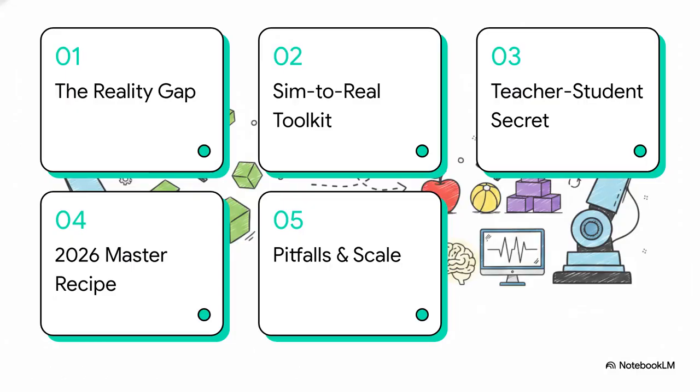To understand exactly how engineers pull this off, we're going to break this massive sim-to-real problem down into 5 digestible chapters. 1. Meet the reality gap. 2. The sim-to-real toolkit. 3. The teacher-student secret. 4. The 2026 master recipe. And 5. Pitfalls and real-world scale.